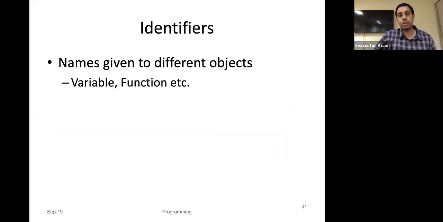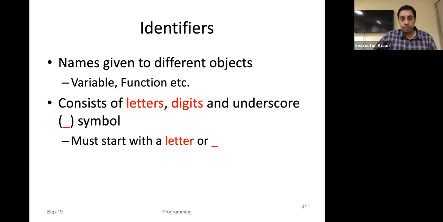Okay, now what kind of names are valid? These names are called identifiers, and names are given to various concepts in the Python language: variables, functions, classes, and so on. Names consist of letters, digits, and one particular special symbol, which is the underscore symbol. This is not the hyphen, this is the underscore symbol.